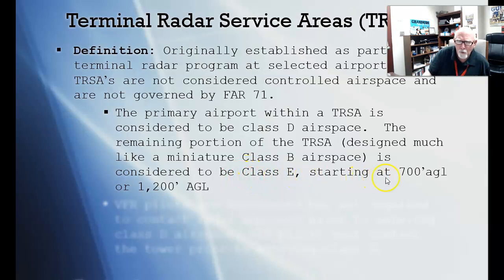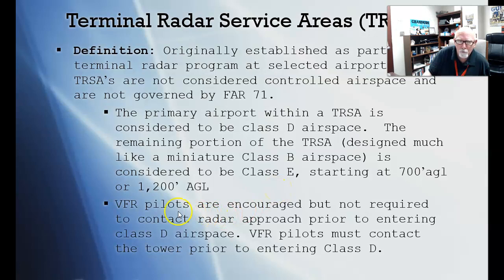So it can go from 700 AGL up to 1200 AGL, and it is officially Class E airspace, just like Victor Airways. VFR pilots are encouraged but not required to contact radar approach during or entering that Class D airspace. VFR pilots must contact the tower, of course, anytime you're entering the airport traffic area or that Class D airspace. On the charts, it's a solid black line on your Charlotte sectional, and the altitudes it'll show you for each segment.